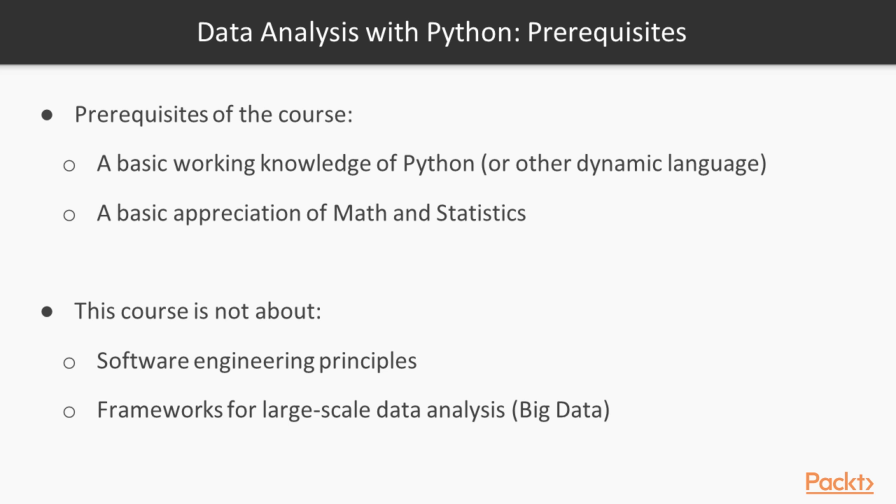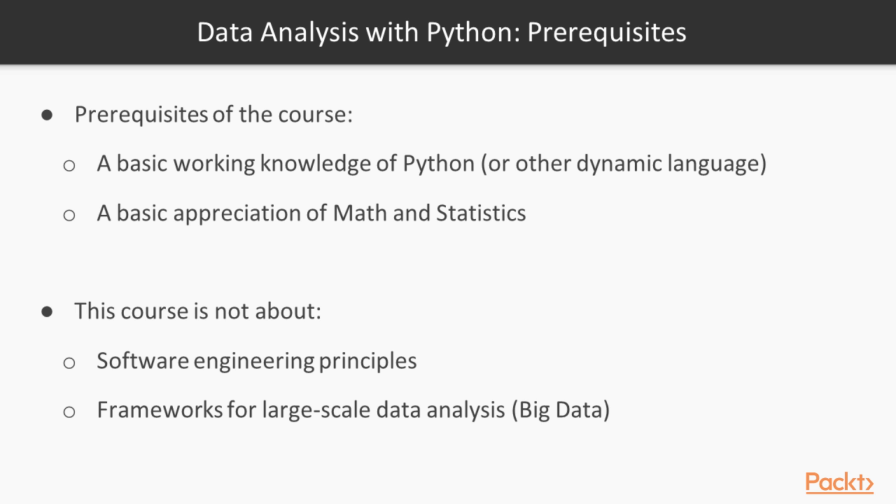In terms of prerequisites, in order to get the best out of this course, you should be somewhat familiar with Python or even with other dynamic languages. For example, R and Julia are also common choices for data analysis. We're not going to discuss much theory, but data science and data analytics are usually about applying concepts of statistics to our data, so having some appreciation for basic math will be useful. This course is not about software engineering, so you don't have to be a hardcore Python developer to follow and enjoy this course. And also, this course is not about using large-scale frameworks for big data analytics.